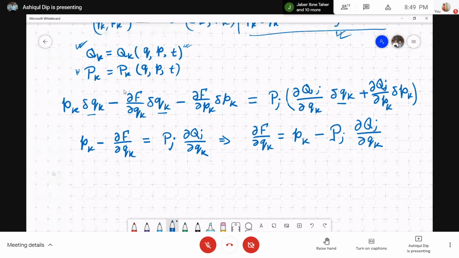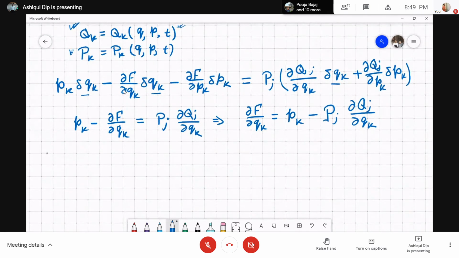Okay. And also what happens to the other part? Variation of p_k: minus delta f by delta p_k equals P_j times delta Q_j by delta p_k. So it basically gives you the same thing, like you just take the minus sign on the other hand. So it gives you this.